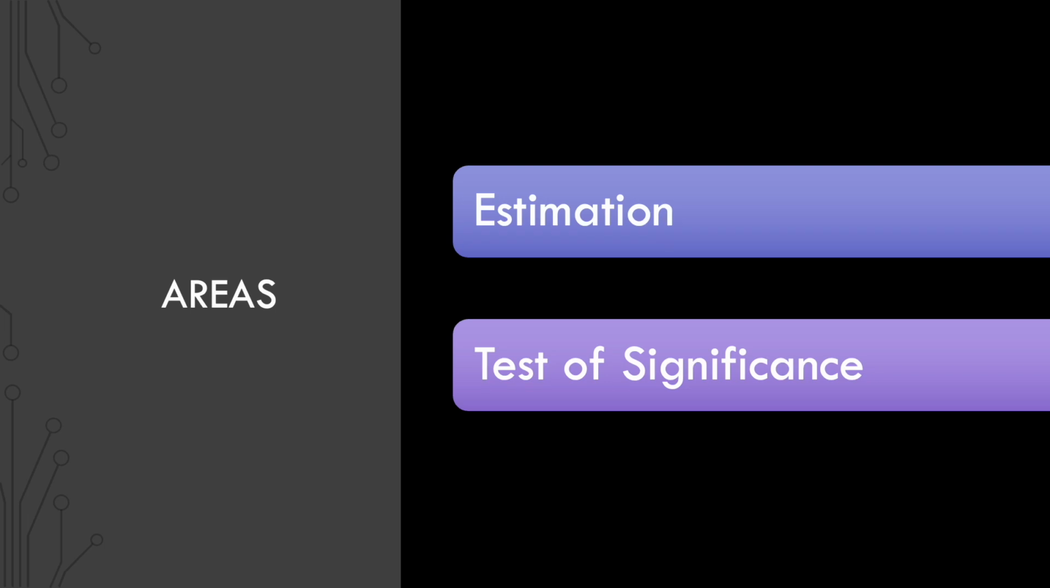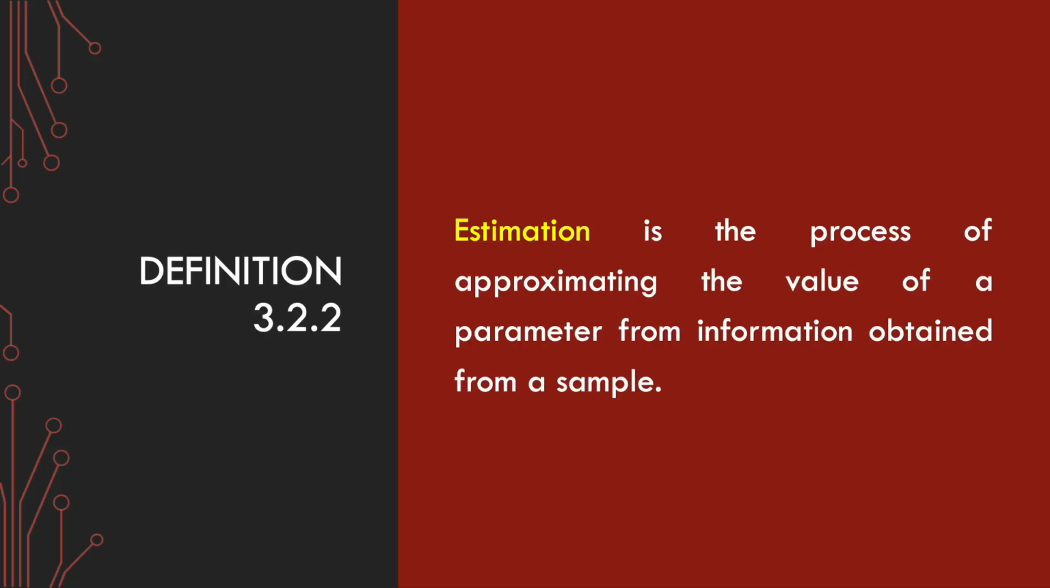So what are the areas of statistical inference? We have two, the estimation and the test of significance. Estimation is the process of approximating the value of a parameter from information obtained from a sample. So let's say kukuha ka ng mean ng sample mo, yun ang gagamitin mo to estimate the mean of the population. Or kukuha ka ng sample proportion mo, yun ang gagamitin mo to estimate the proportion on the population.